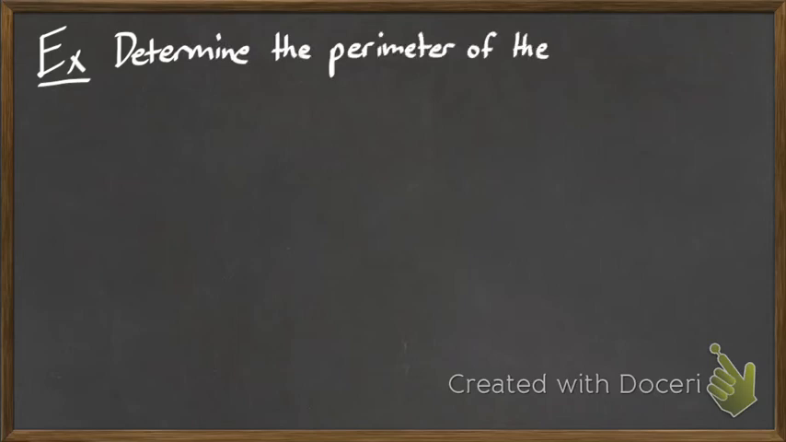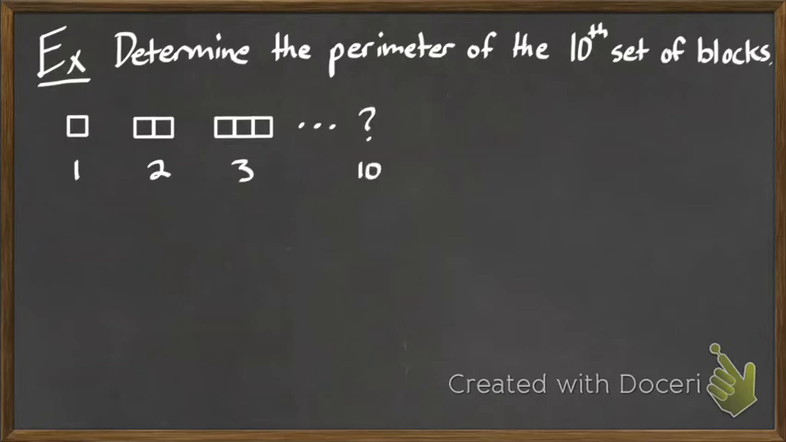So we want to determine the perimeter of the 10th set of blocks in the following pattern. In our first set, we have just a regular square. In our second set, we have 2 squares side by side with one another. And in our third set, we have 3 squares side by side. Now, what I want to know is what is the perimeter of the 10th set if I was to continue these iterations 10 times. So let's look at our first one.